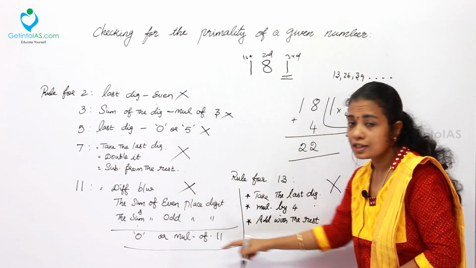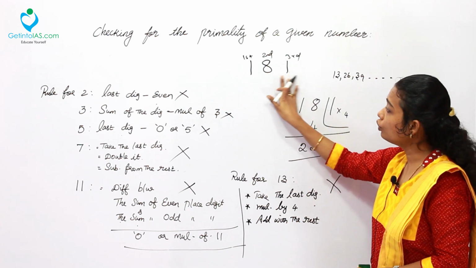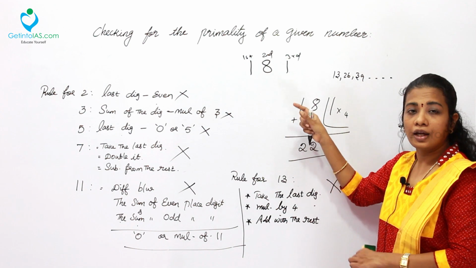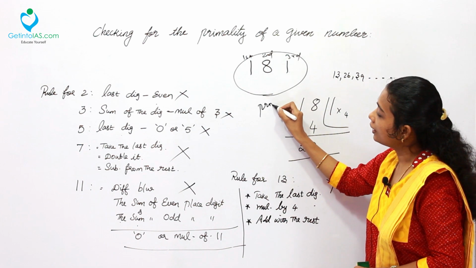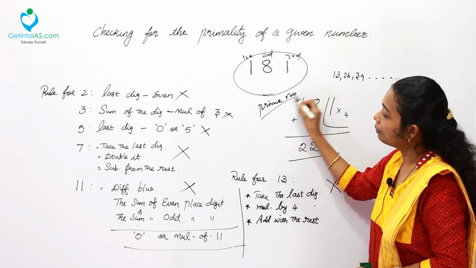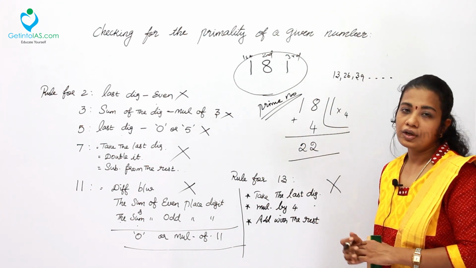So all these prime numbers within the range do not divide 181, and there is no other number to check. Simply we can come to the conclusion that 181 is a prime number. This is the way of checking primality for any given number.